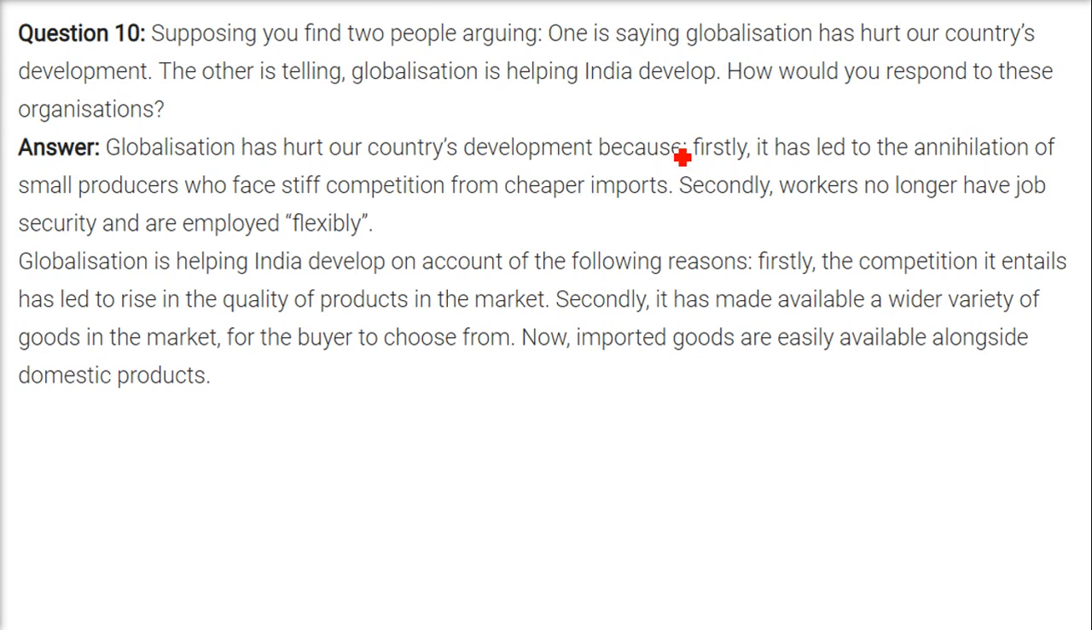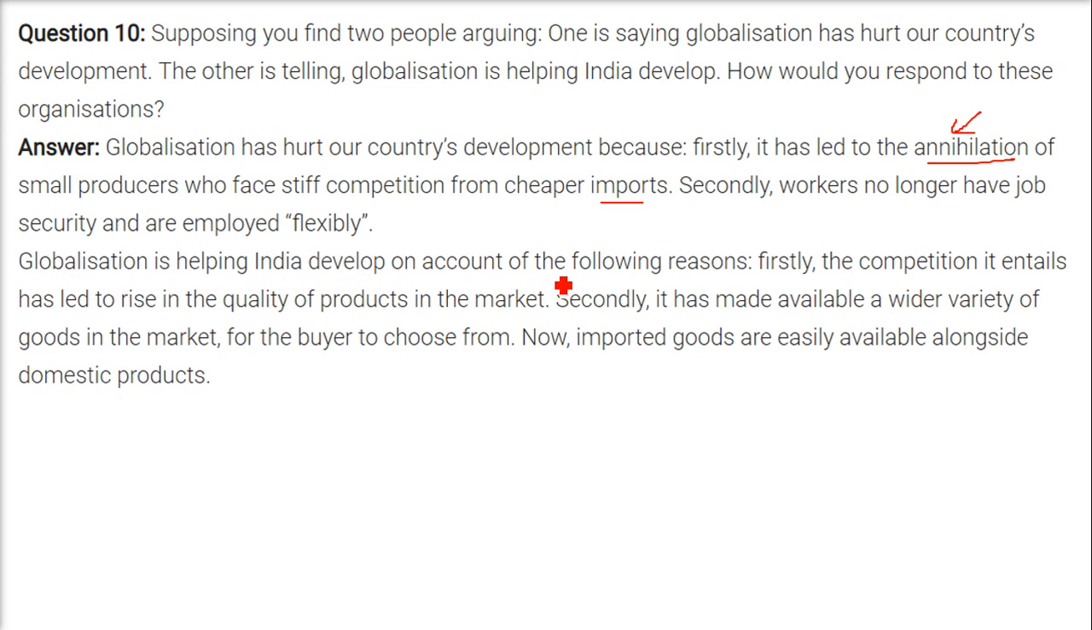Globalization has hurt our country's development because, first, you can give arguments for both of them. Firstly, it has led to the annihilation, or you can say stopping, of small producers who face very stiff competition from cheaper imports. Secondly, workers no longer have job security and they are employed flexibly. Sometimes they are working, and sometimes, because of the economic condition of the market, they may not be working.